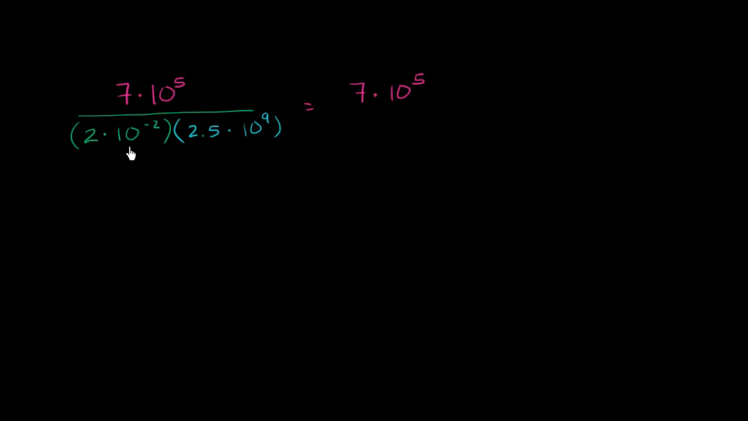So I can do it in any order. So let me swap the order. So I'm going to do 2 times 2.5 times 10 to the negative 2 times 10 to the 9th. And this is going to be equal to, so the numerator I haven't changed yet, 7 times 10 to the 5th over, and here in the denominator, 2 times, let me do this in a new color now, 2 times 2.5 is 5, and then 10 to the negative 2 times 10 to the 9th.